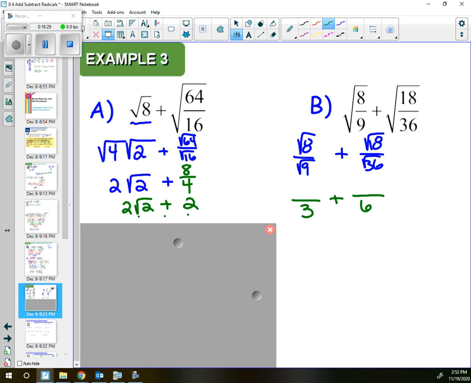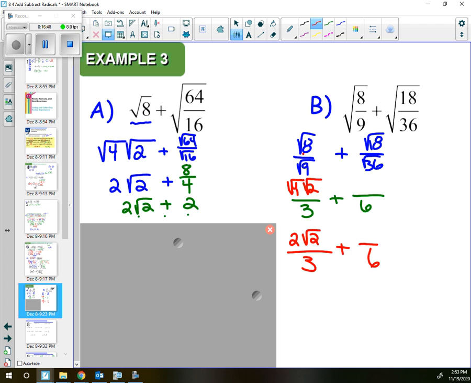But let's do the numerators. Square root of 8, it's not a perfect square, so I'm going to break it down just like I did in the last one. So what's the biggest perfect square that divides into 8? That would be 4. So 4 times 2. So the square root of 4 is 2. So we have 2 root 2 over 3.